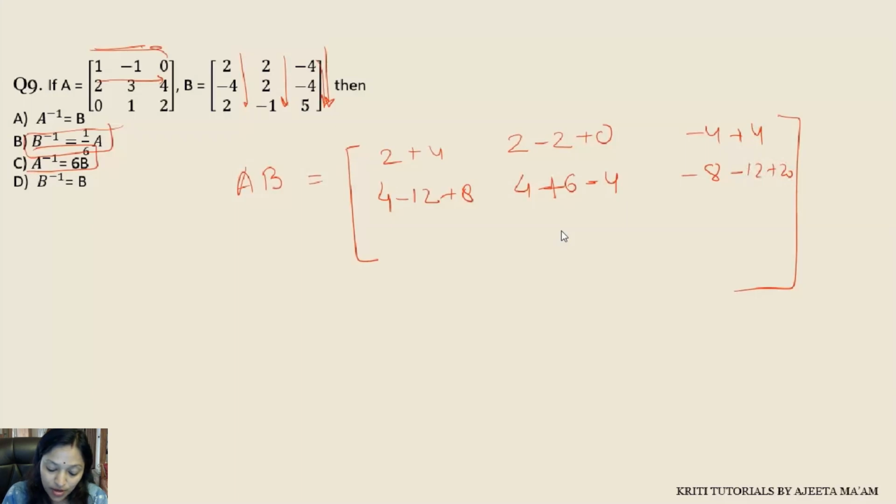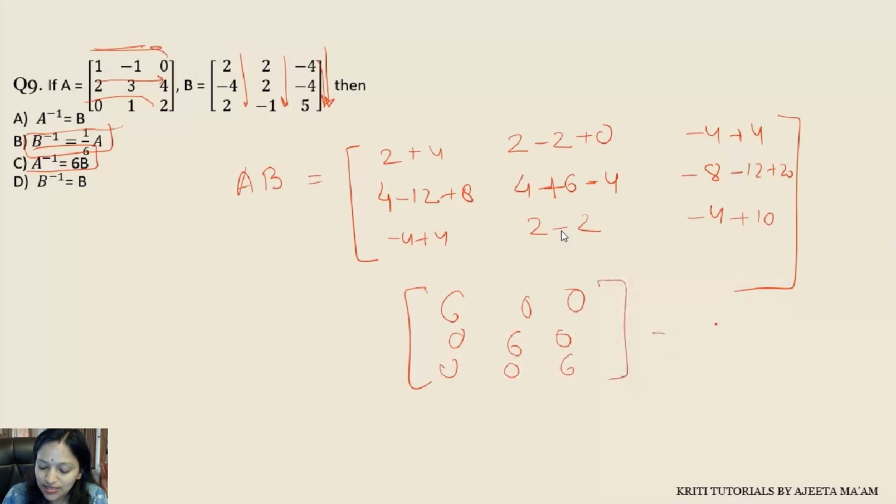See, you must be understanding this. This 4 plus 2 and all. Minus 4 plus 4. And then we get 2 0 0. 2 ones are 2. Minus 2. And then we get minus 4 and plus 6, 10. So if we take 6 0 0, 0 6 0, 0 0 6. So this is 6I.